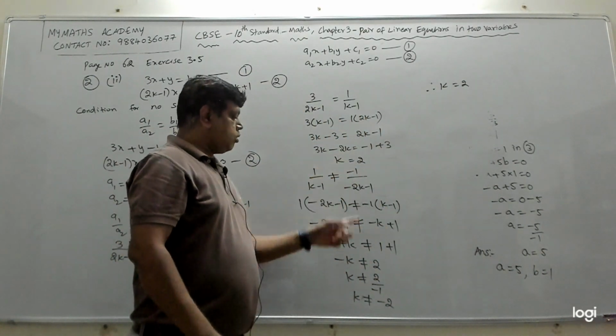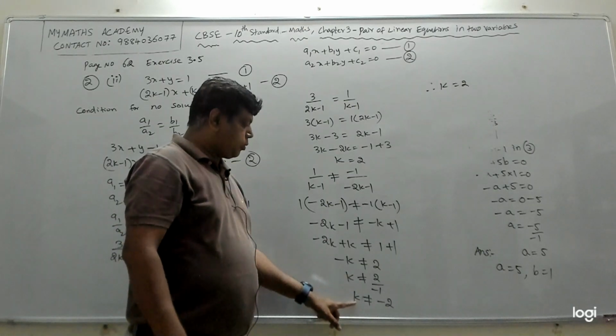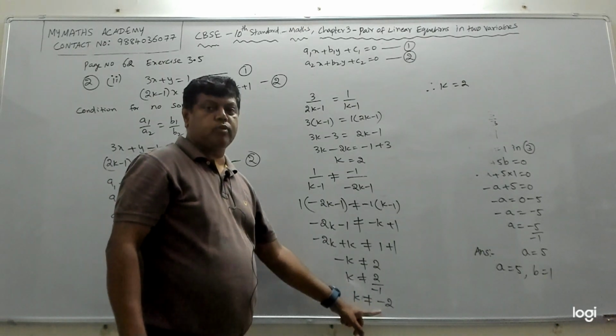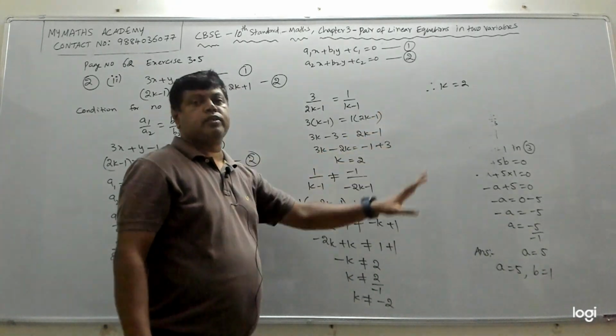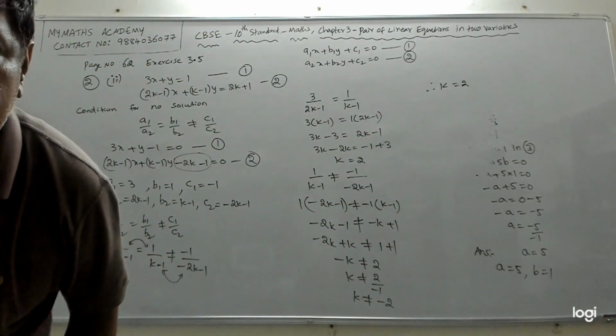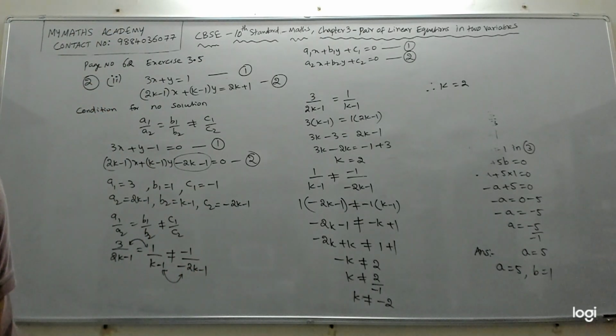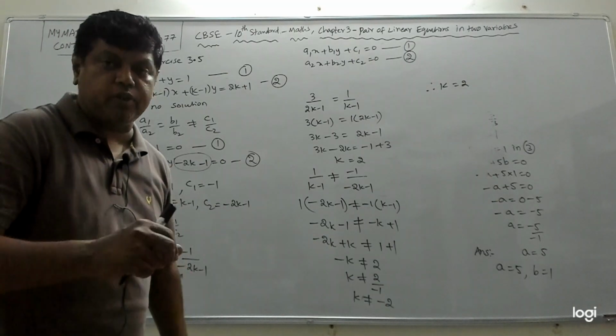Because if k is 2, it satisfies this condition also. If I put k equal to 2, I'll get 2 is not equal to minus 2, which is true. So therefore, the value of k is 2. Clear? Okay. Now, we will move on to the third problem.